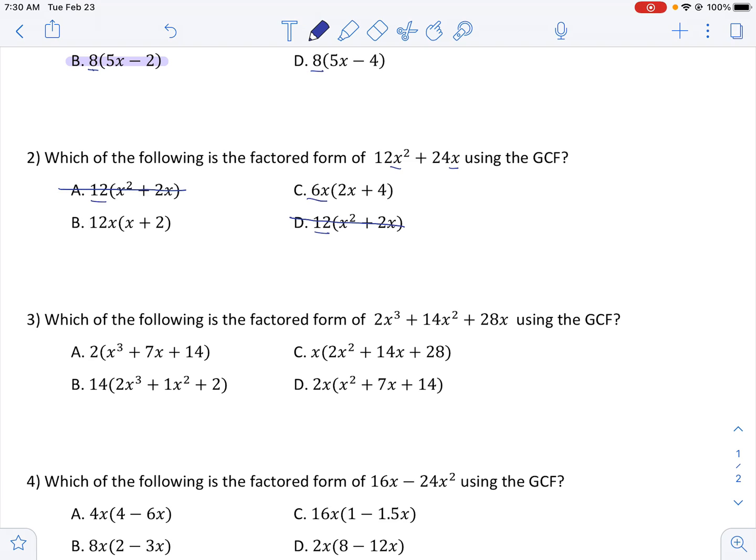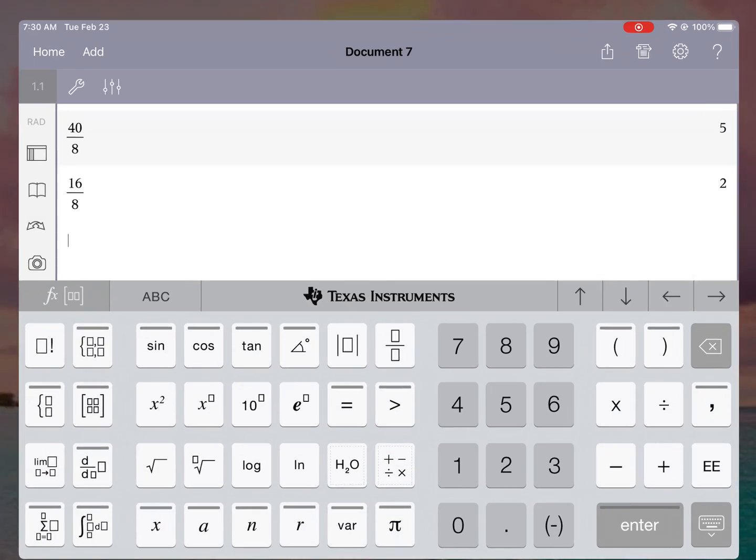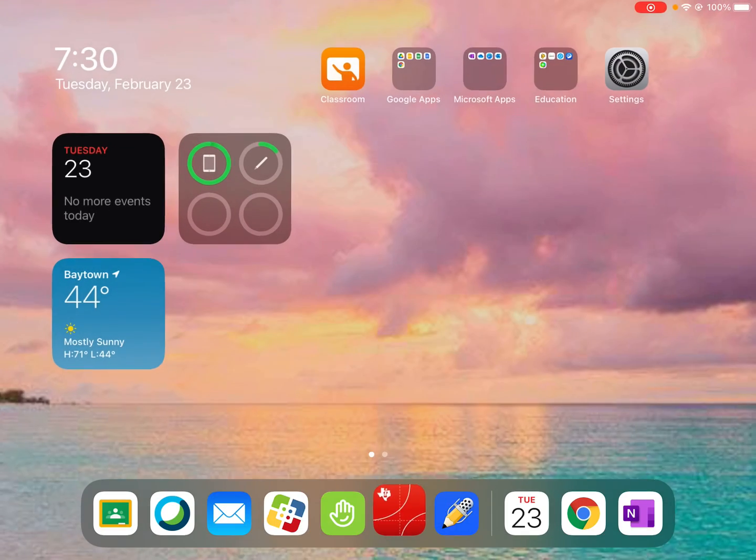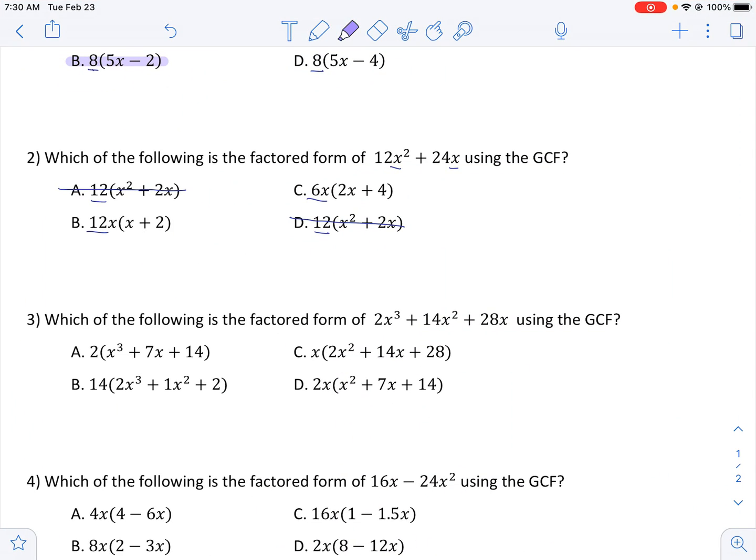I have an option of 6 and 12, so I'm going to check 12 out. We should know that 12 goes into 12, but if we don't, we can always type it in. 12 divided by 12 is 1. And then we had 24 divided by 12, and we get 2, which means 12 works for both of them, so that is going to be my answer.